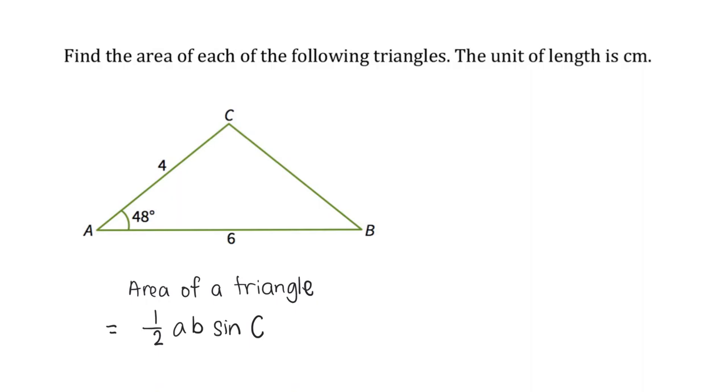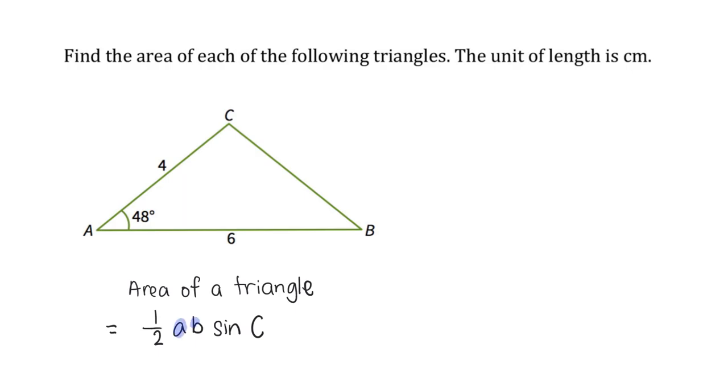Hello everyone, welcome to this question where we are required to find the area of this triangle. Okay? Well, since we are given the length of two sides and the included angle, meaning that two sides made that angle, and this is the configuration that we are looking at.